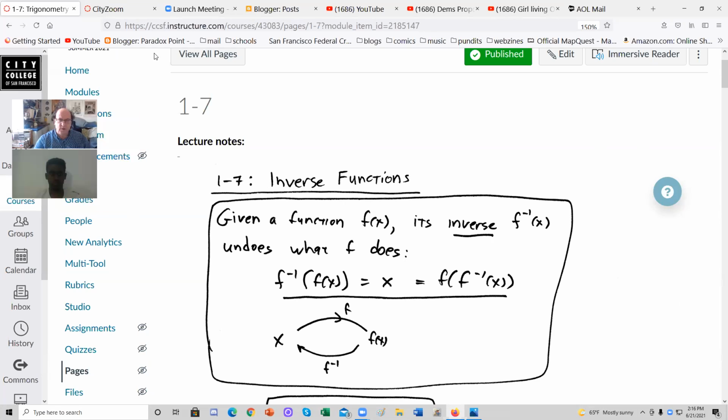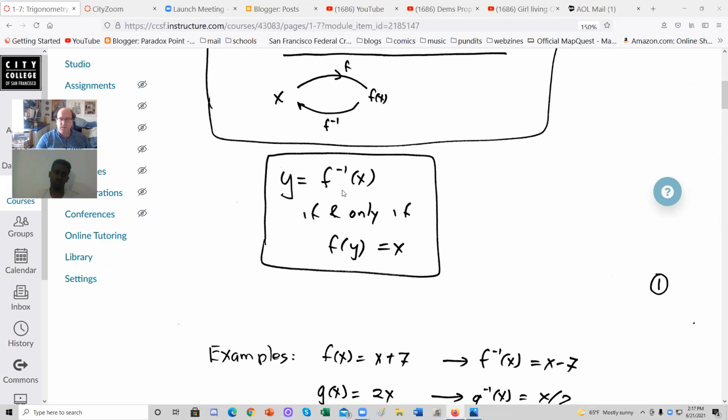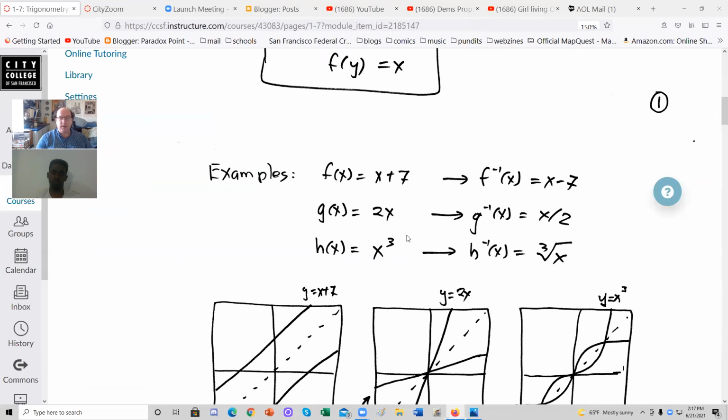So, inverse functions. An inverse function is a function that undoes what the function does. f of x is a function. Its inverse is written f minus 1 of x, pronounced f inverse. I'm not entirely happy about this notation because it looks way too much like a reciprocal, which it isn't necessarily. Anyhow, the idea is that f inverse of f of x is x, and f of f inverse of x is x. They undo each other. Whatever f sends x to, f inverse sends it right back again. So y equals f inverse of x if and only if f of y equals x. So it's the opposite operation.